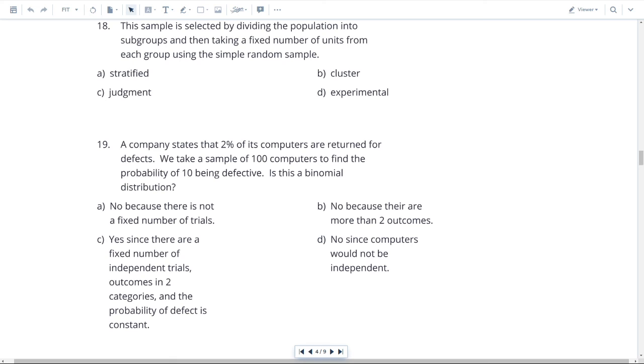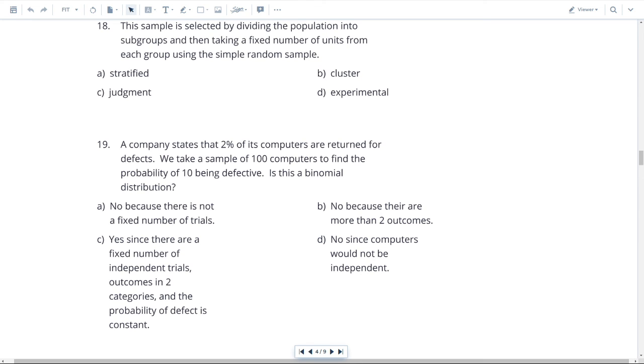Let's take a look at number 18. Get my windows straight. There we go. Number 18. Looks like every single one of you got this right. This sample is selected by dividing the population into subgroups or strata, even though the problem doesn't say it, and then taking a fixed number of units from each group using the simple random sample. That's the pure definition of stratified sampling.